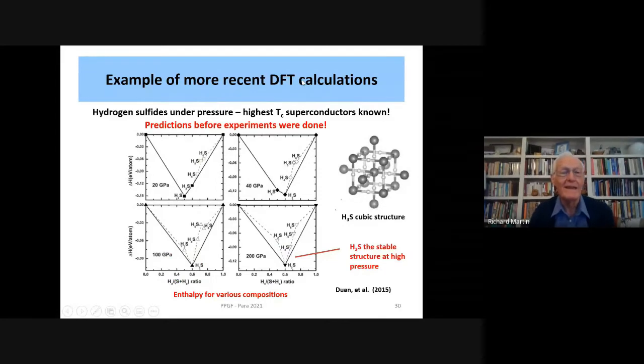Here's an example that led experiments. The recent DFT calculations for the hydrogen sulfide superconductors, which are at the time and still almost the highest Tc superconductors known anywhere. The predictions for the structure and for the superconducting transition temperature were ahead of the experiments. So one of the things that was not known was what's the structure, even what's the composition.